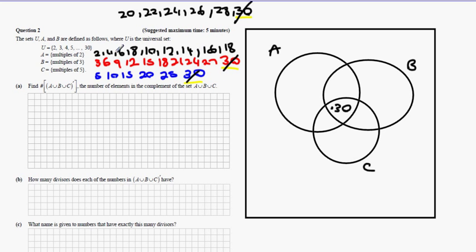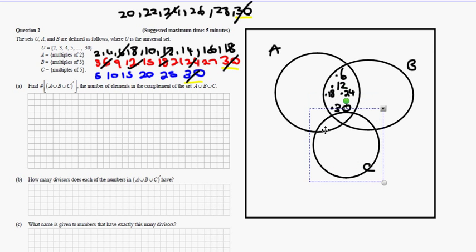What do A and B have in common? Well, they have 6 in common. They're going to have 12 in common, and they're going to have 18 in common. And then they're going to have 24 in common as well. So there we go.